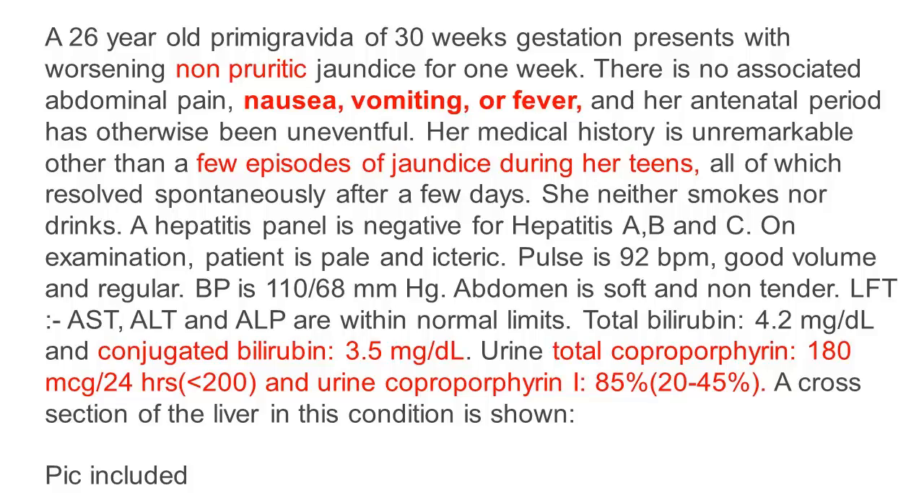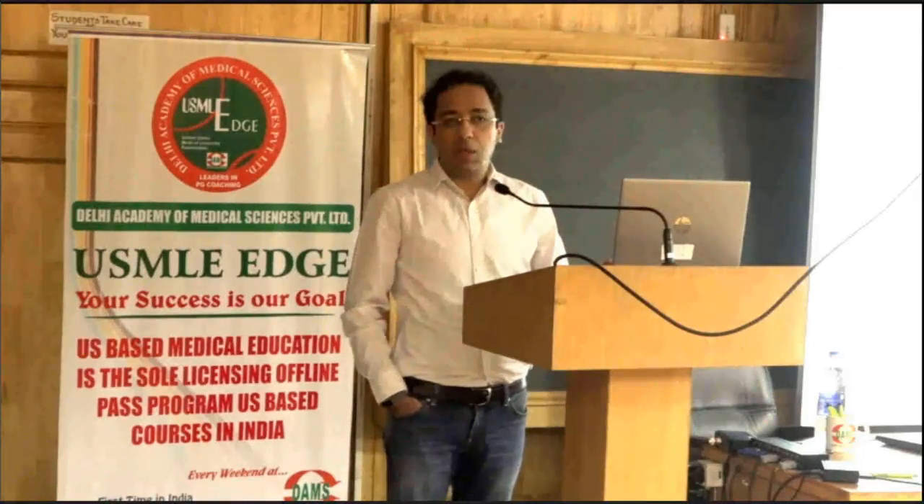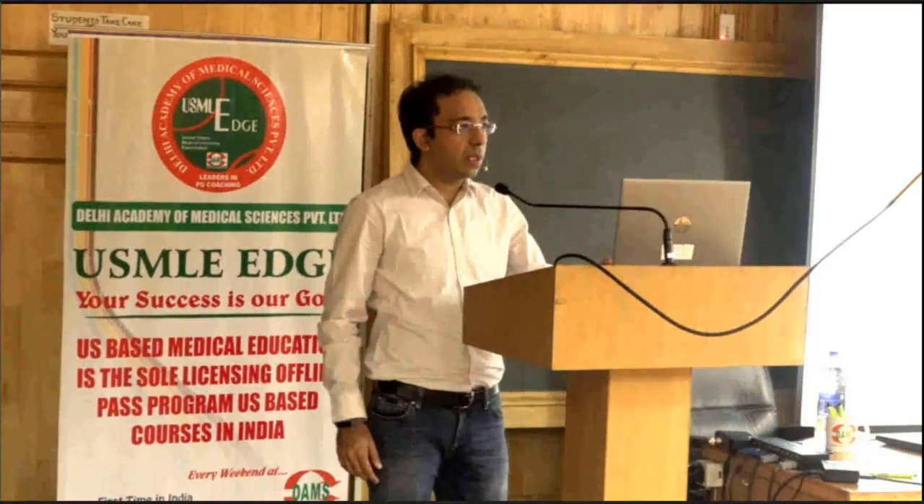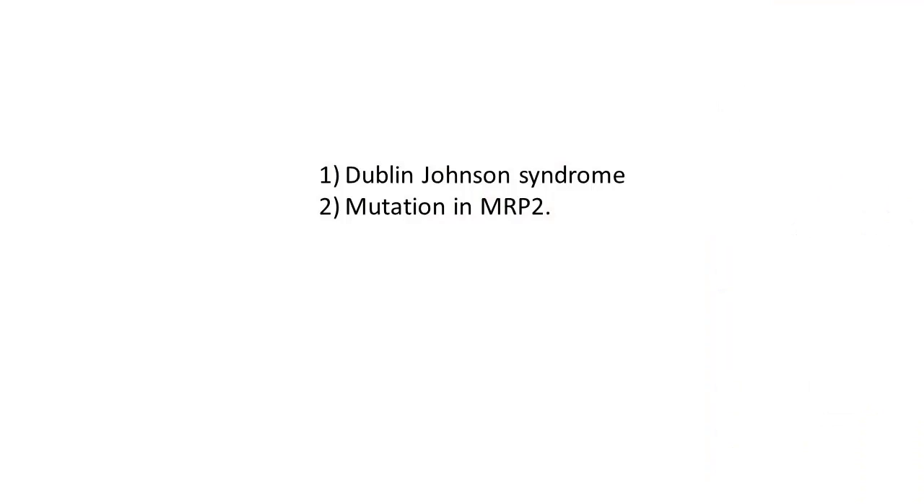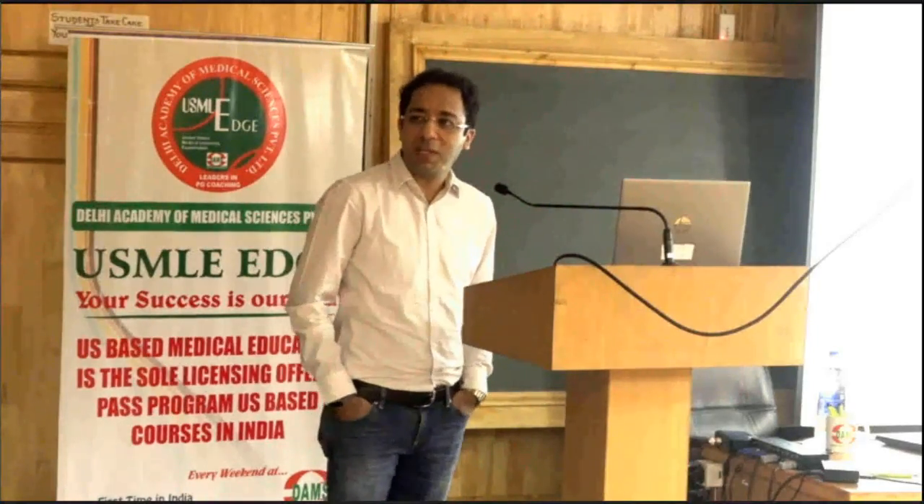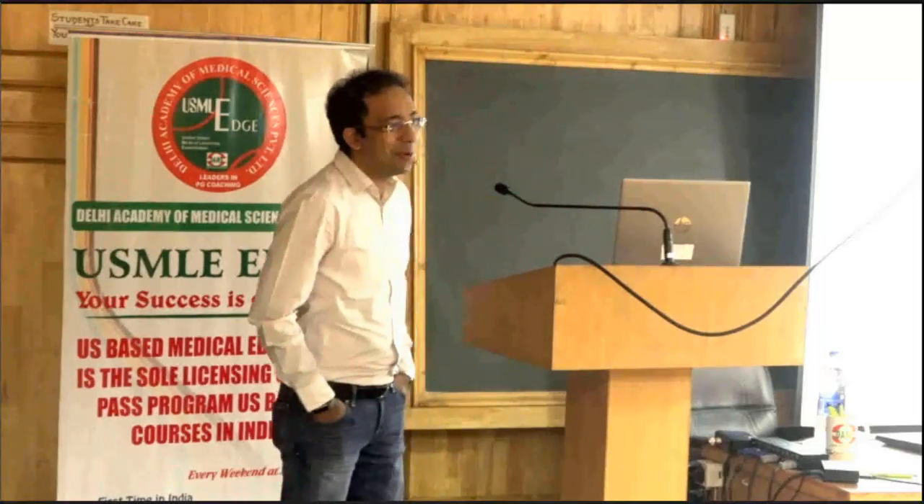And then we saw that the liver had that blackish discoloration that we see in, what is the answer? Dubin-Johnson syndrome, and the mutation is MRP2. Okay, so interesting question, but I think only team A could score something out of it, but that was minus. Okay, so we go to team B.